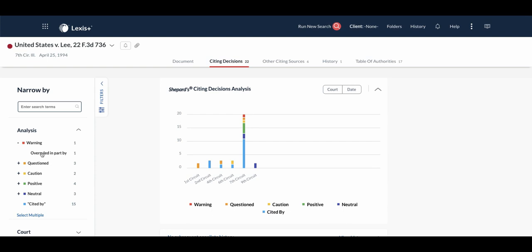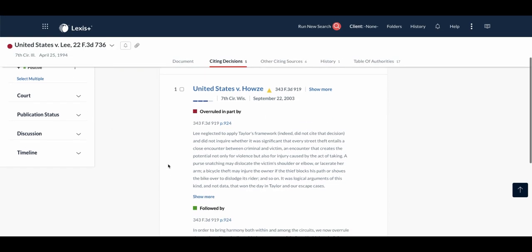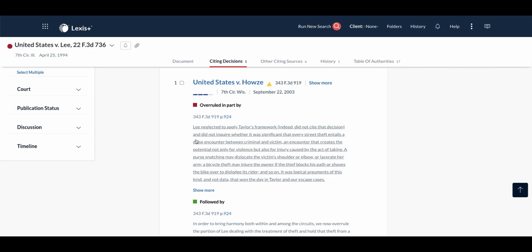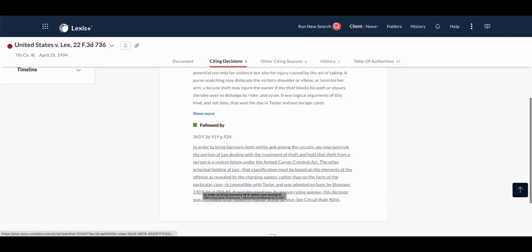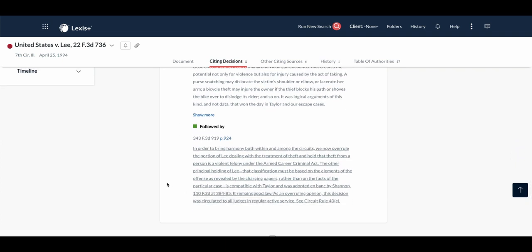What does that mean? When we go look at it, we see U.S. v. Howe states that Lee neglected to apply Taylor's framework. But then below we see that another point of law, this case is still good. So is our case bad law? Only for that point of law that was overruled, the rest is still valid.